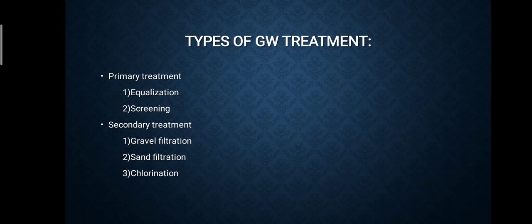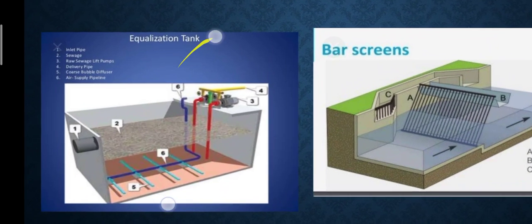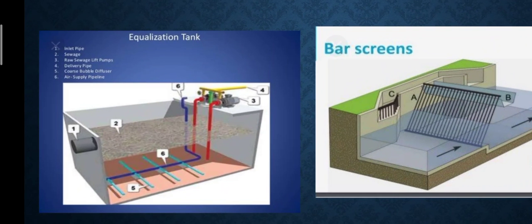Types of grey water treatment. The grey water treatment is broadly classified into two categories: primary treatment, and after the commencement of primary treatment, the secondary treatment. The primary treatment is again classified into two categories: equalization and screening. Here you can see the equalization tank.